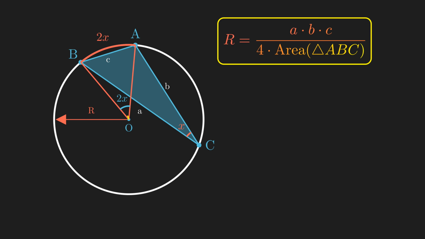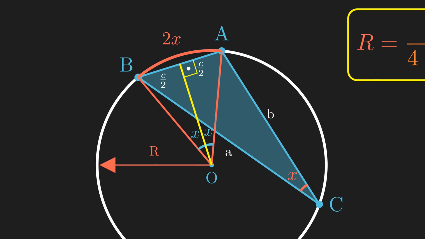Now, from point O, I drop a perpendicular to the chord AB. Triangle ABO is isosceles, because 2 of its sides are radii. That means this line bisects angle O into 2 equal parts. At the same time, the chord AB is also divided into 2 equal pieces. Now, let's zoom in a bit so we can see it more clearly.